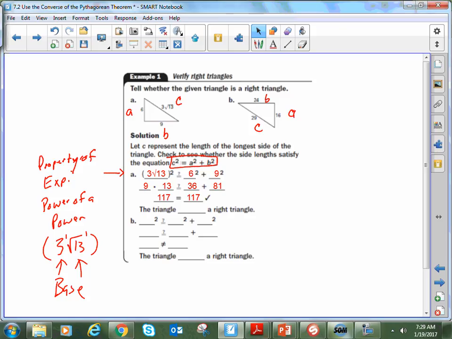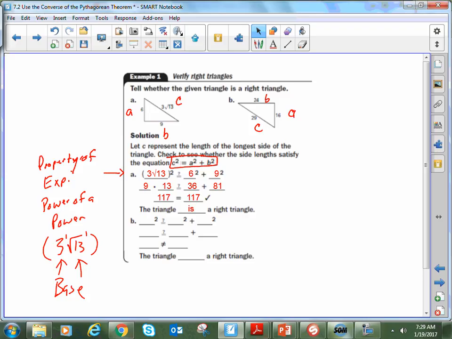So looking at the sum of the right side of the equation, 36 and 81, gives me 117. 3 radical 13 squared is 117. So the left side and the right side balanced. That means a squared plus b squared is in fact equal to c squared. So triangle A must be a right triangle.